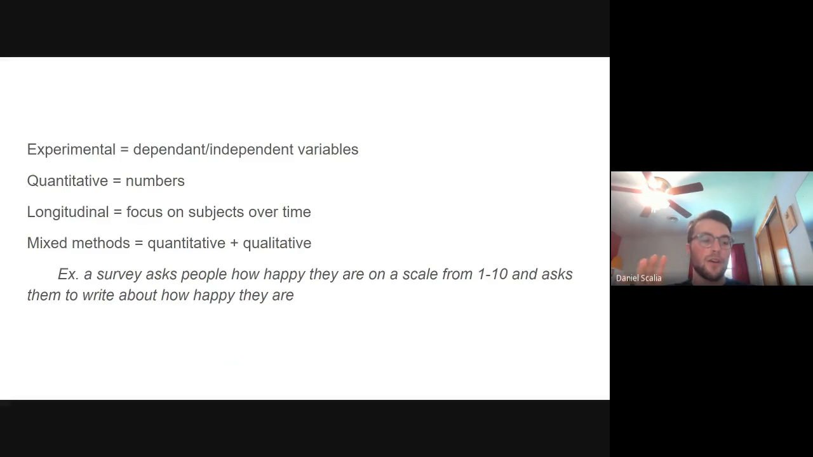For example, a very simple example would be if a survey asked people, how happy are you, from let's say 1 to 10. That would be operationalizing the value. So it's a numerical value, but then they could also ask them to write a couple sentences about how happy they are. Those aren't really numbers. You need to analyze those in a different way. So that would be an example of a mixed method.